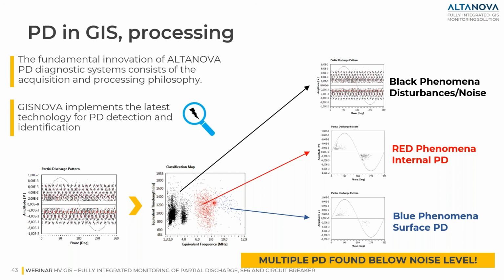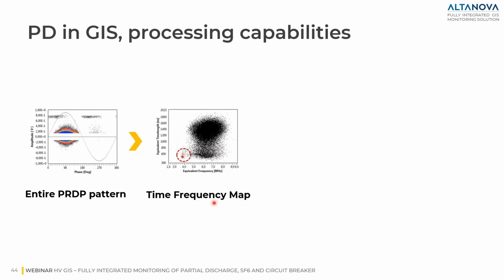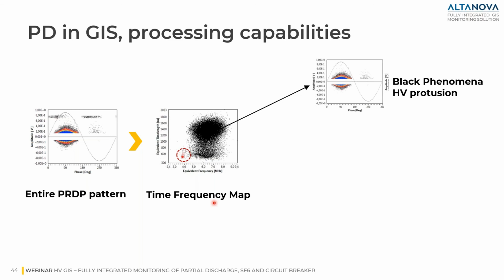GISNOVA, our model for PD monitoring in GIS, implements the TF map technology and analysis, which allows an effective separation of even multiple different sources. Here, just to give you an example of the processing capability in GIS application, we have, after noise rejection, the PRPD pattern that shows some points. Here is the equivalent time frequency map, where we can identify two main clusters.